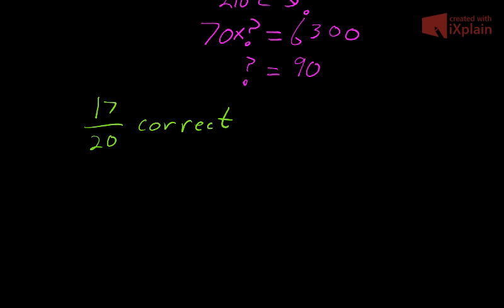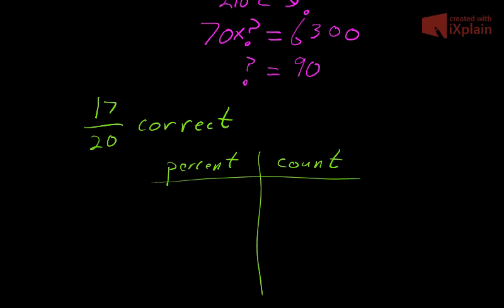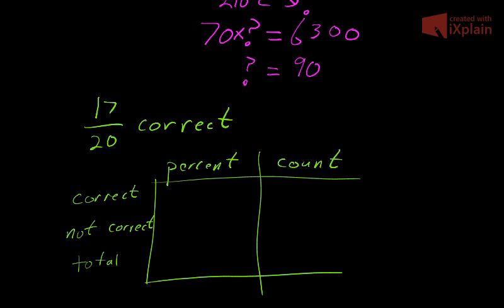So I'm going to make my table again with percent and count. And I'm going to go down, and this time my categories are going to be correct, not correct, and total. Just like that, I can make a nice little chart.